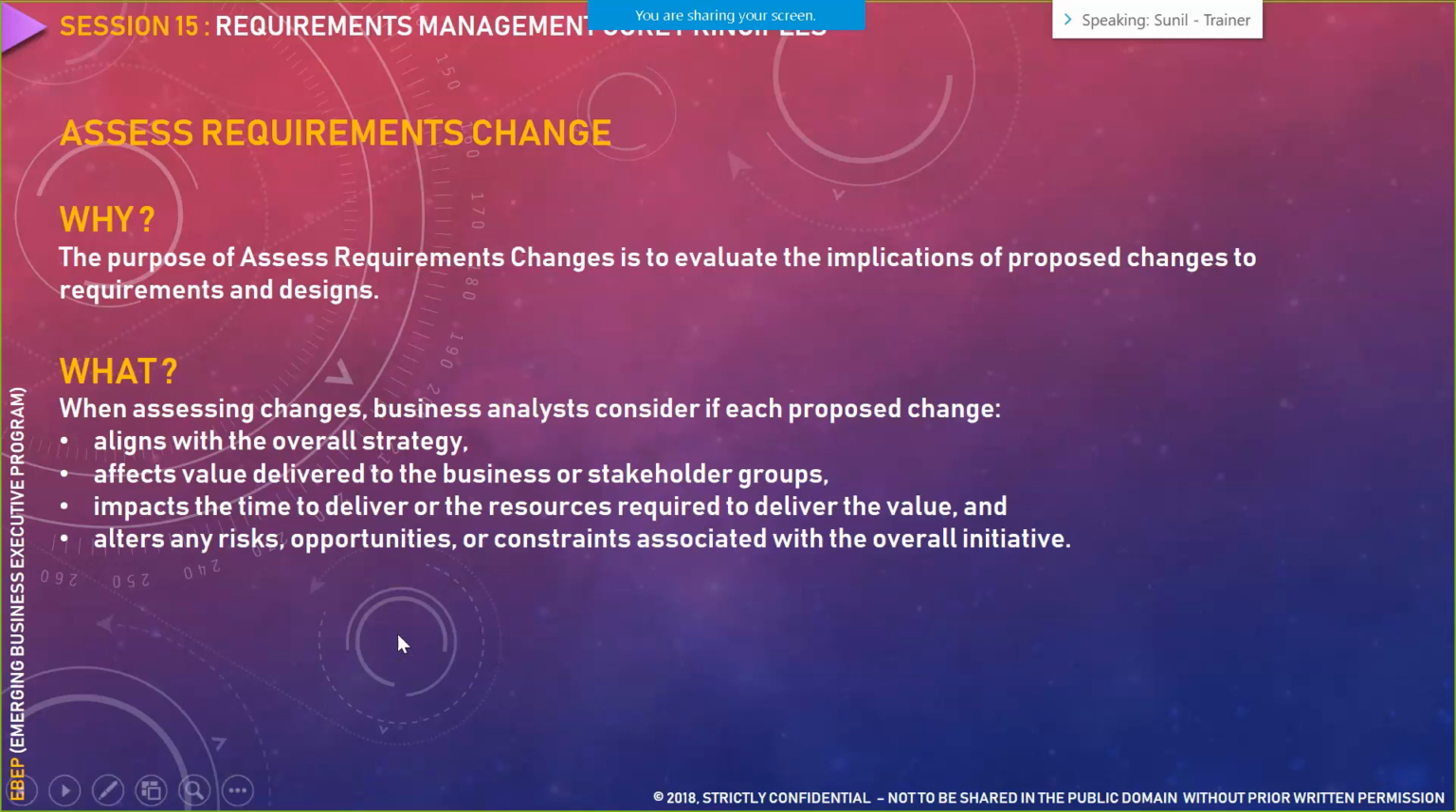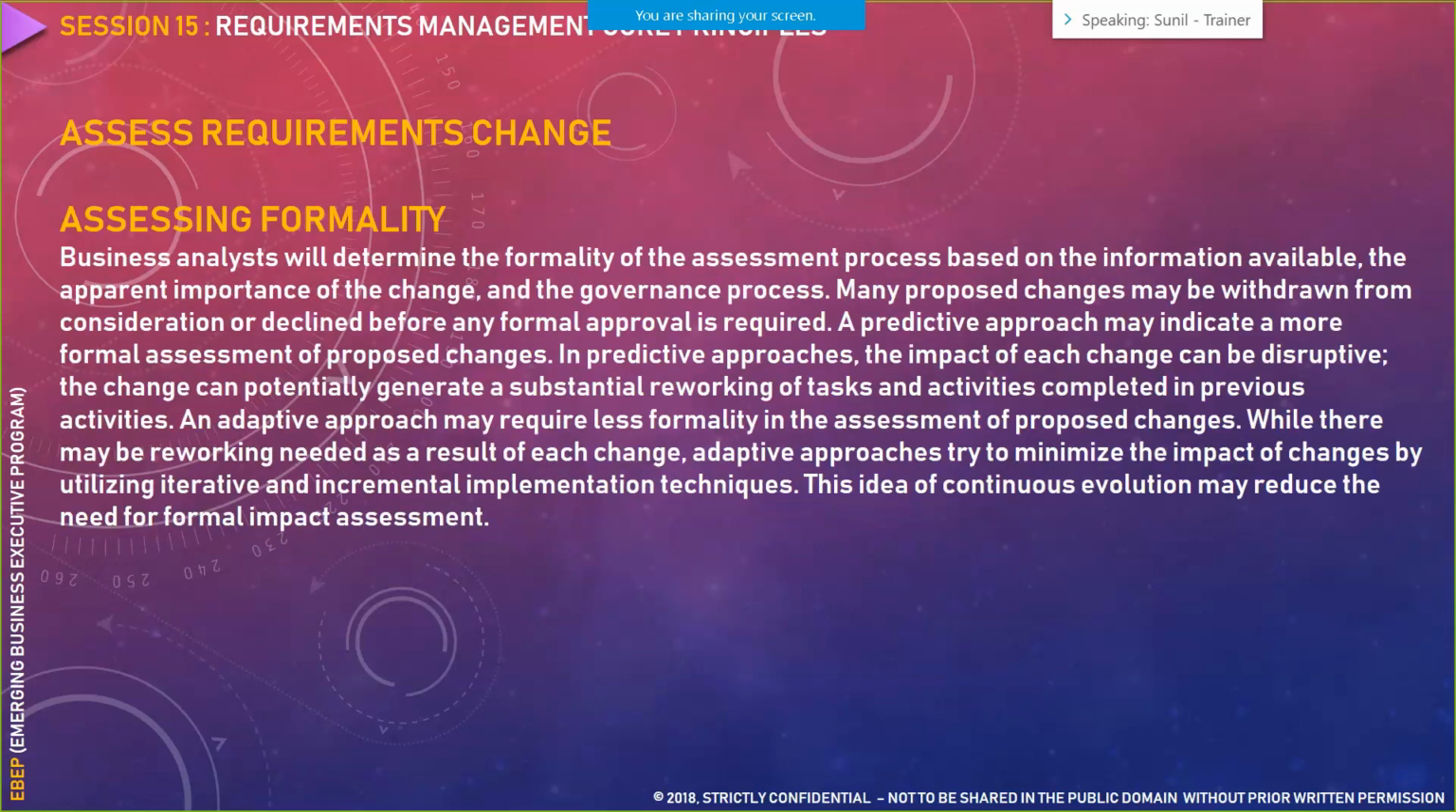And apart from that, if any alteration is needed from a risk perspective or opportunities perspective, or if there are any constraints associated with the overall initiative, program or change, then you have to consider that as well. Now, when it comes to assessing requirements changes, you have to assess the formality. Here we have to determine the formality of the assessment process based on the information available. Your proposed change may be withdrawn from consideration or declined before any formal review is required.